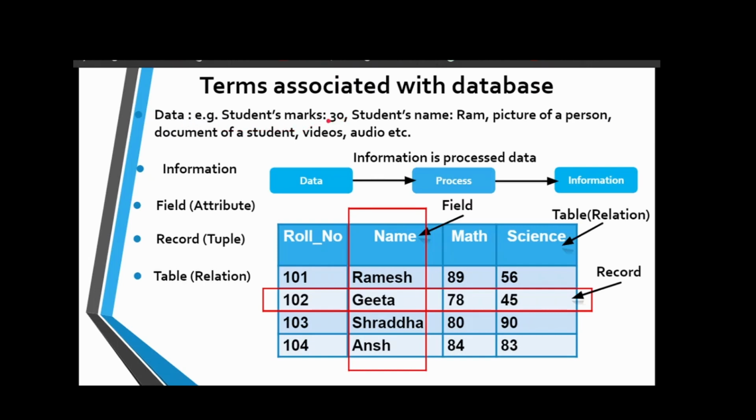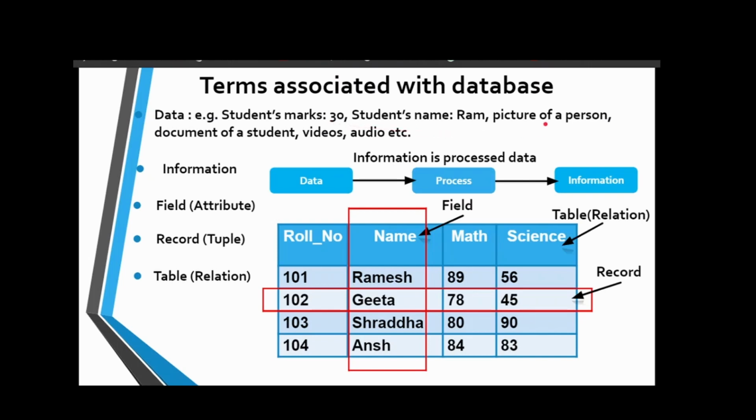Say 30. What is 30? It is nothing but just a collection of digits. If I write RAM, what is RAM? It's nothing but just a collection of alphabets. So when I say RAM using for student's name, it can be a type of memory also. So then it will become data. If I say 30 I'm using for student's marks, then it will become data. If I say 30 I'm using for a person's age, then it will become data.